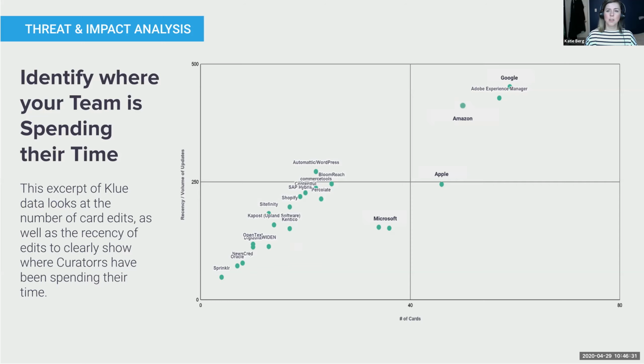And then the second is looking at where the consumers of your information are spending time. So what competitors are they looking at the most? How much time is being spent looking at battle cards or other competitive information, and making sure that where they're spending time, again, is lining up with where you're allocating resources with your team.